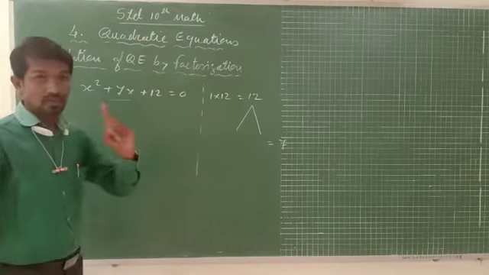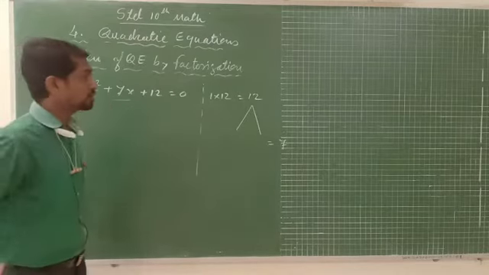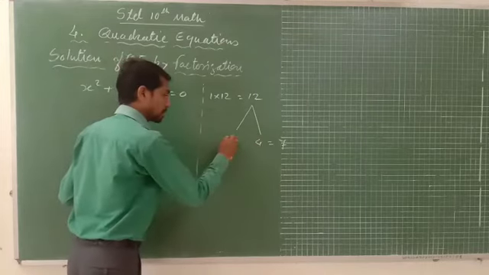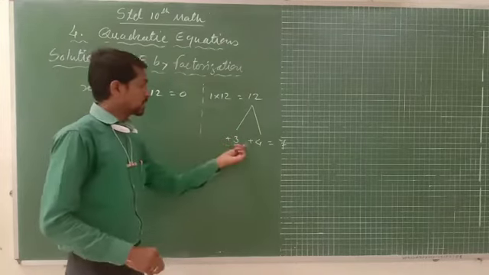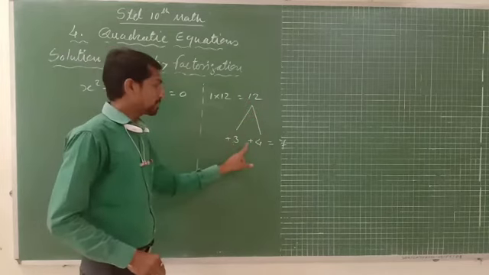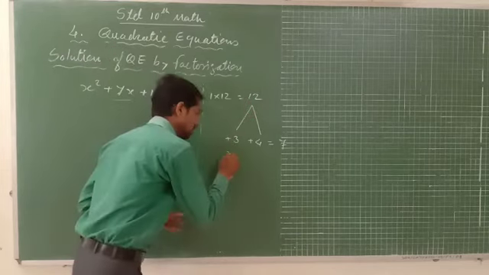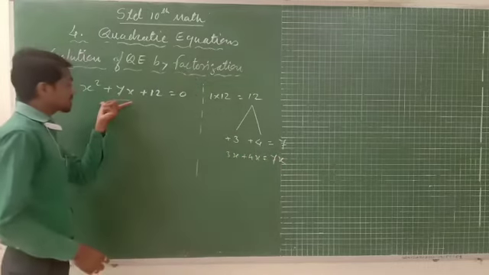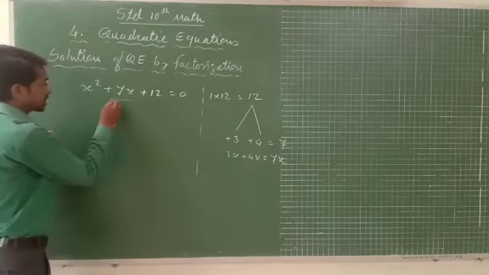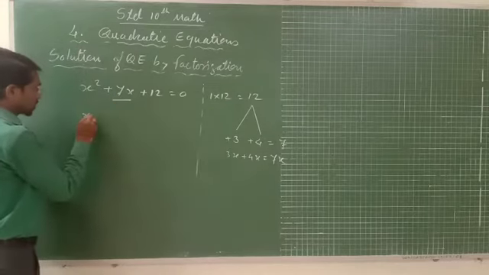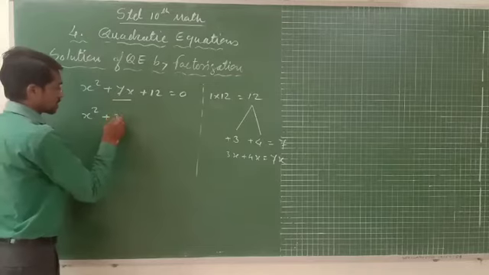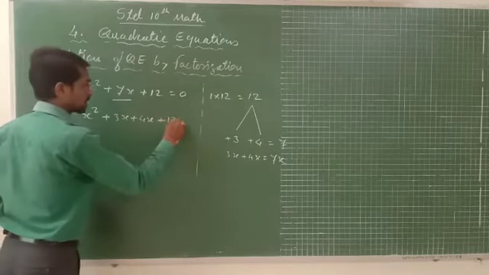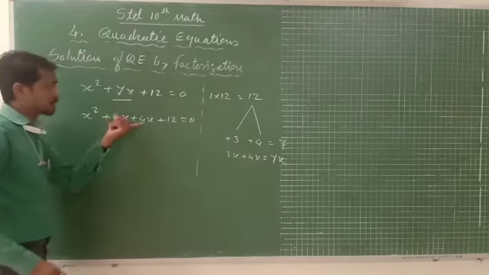As you have heard the phrase splitting the middle term, we can do that here. So it is 3 and 4: 3 into 4 is 12, and 3 plus 4 is equal to 7. That is, 3x plus 4x is equal to 7x. So 7x is split like this. Instead of 7x, we write x square plus 3x plus 4x plus 12 is equal to 0. We have split the middle term.